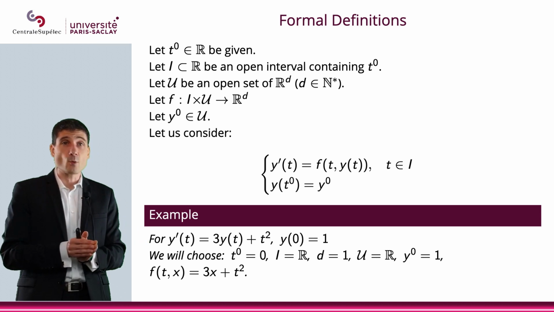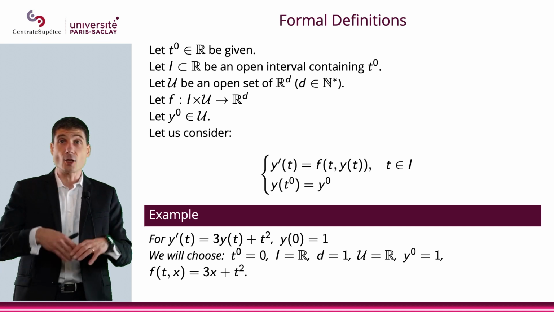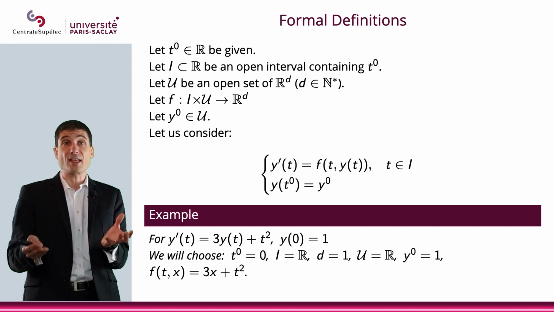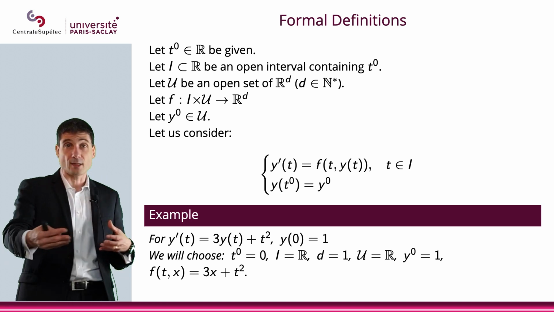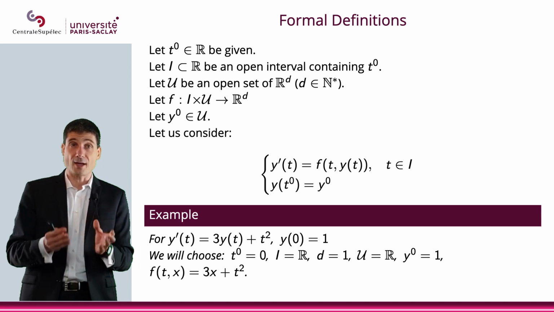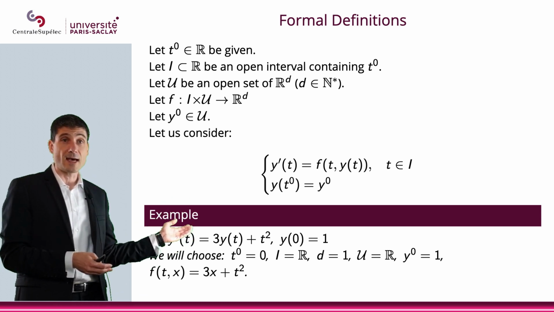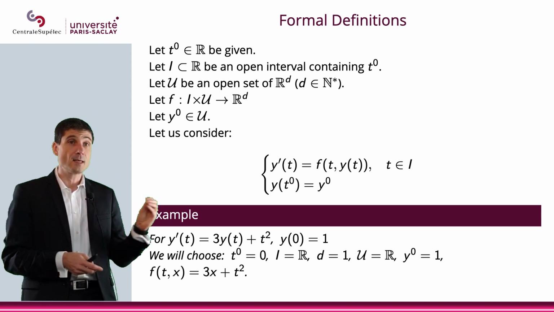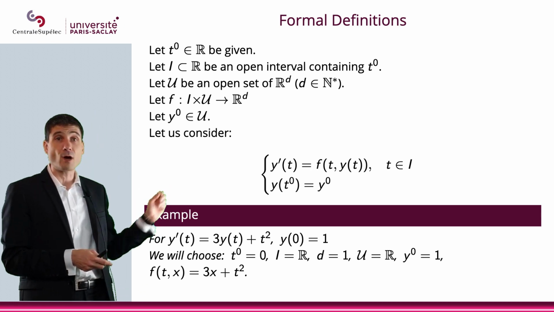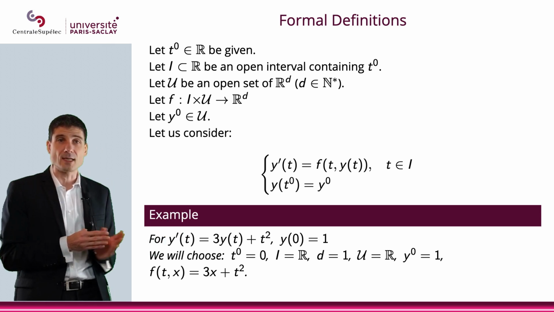The dimension will be 1 because y takes its values in R. And U, again, can be something smaller. It needs to contain 1 because that's y naught, but we can actually take the entire real line. That works as well. So here is an example with the formal definition. And the main question at this point is, what is the function f that will turn that y prime equals f of t, y into that ODE?